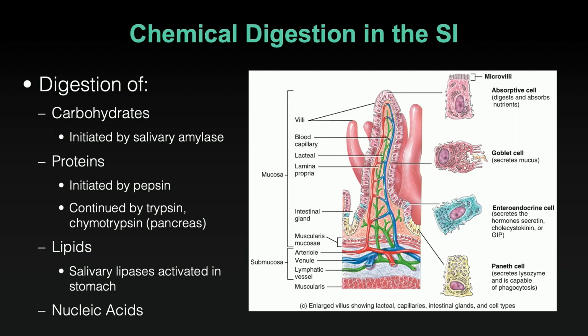For lipids, we mentioned briefly that there are lipases in saliva, but lipid breakdown doesn't happen in the mouth. Lipid breakdown starts in the acidic environment of the stomach, but it really only gets going after it's emulsified.